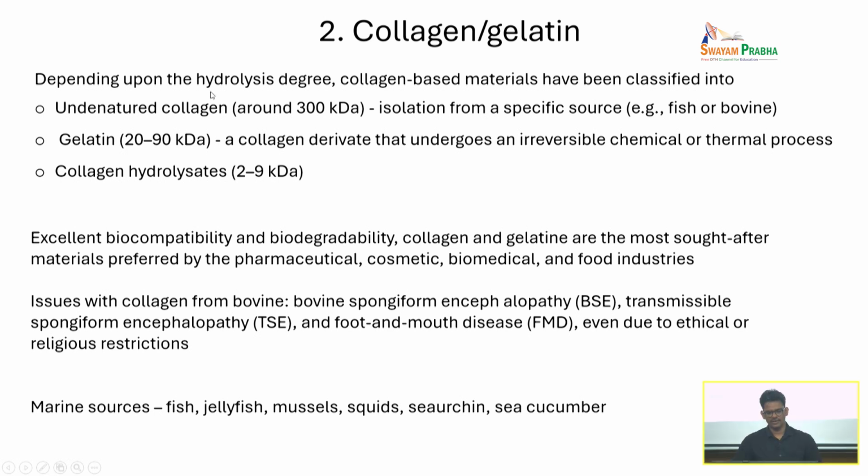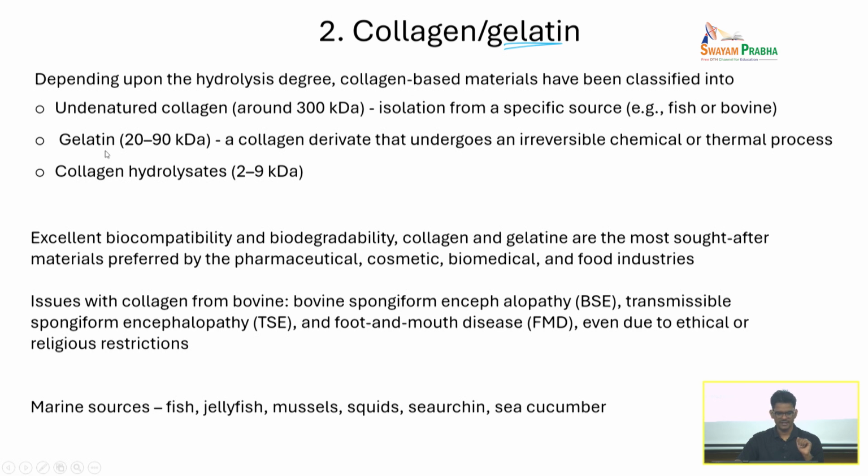We also see another term called gelatin. Gelatin is also related to collagen. It's basically a different form of collagen, especially from a molecular point of view. What you can do is hydrolysis. If you do hydrolysis, you break the polymeric chain into smaller units, which means you can reduce the molecular weight. Typically the undenatured, that is native collagen, has roughly 300 kilodaltons, and this is isolated from specific sources, it could be fish or bovine sources.